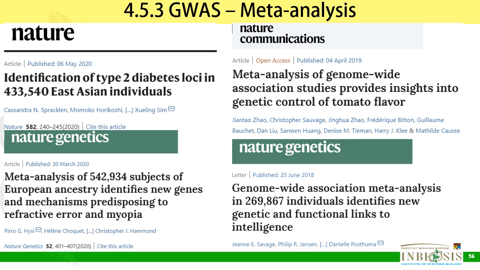On the other hand, meta-analysis of GWAS provides additional statistical power in identifying weaker gene-disease associations. You can see the scale of over 100,000. The minimum, in this example, is over 200,000. So GWAS can also be used to identify traits of interest in crops. So this is an example in tomato. So GWAS is not just for humans.